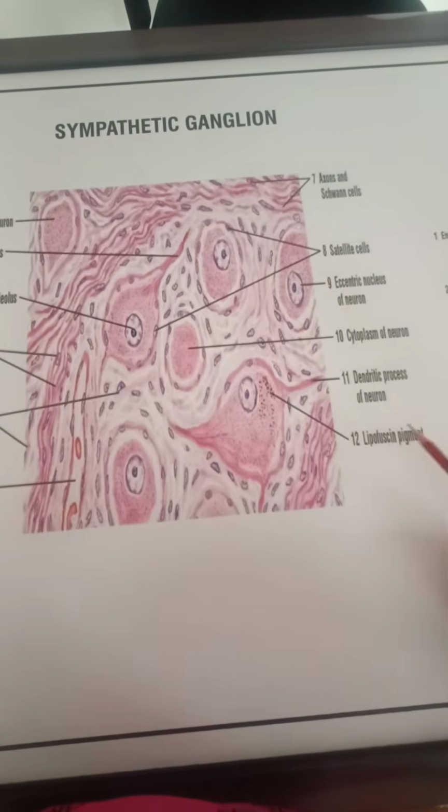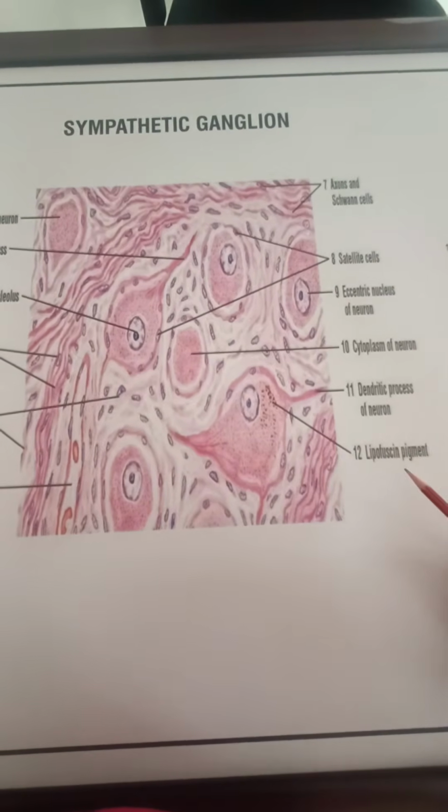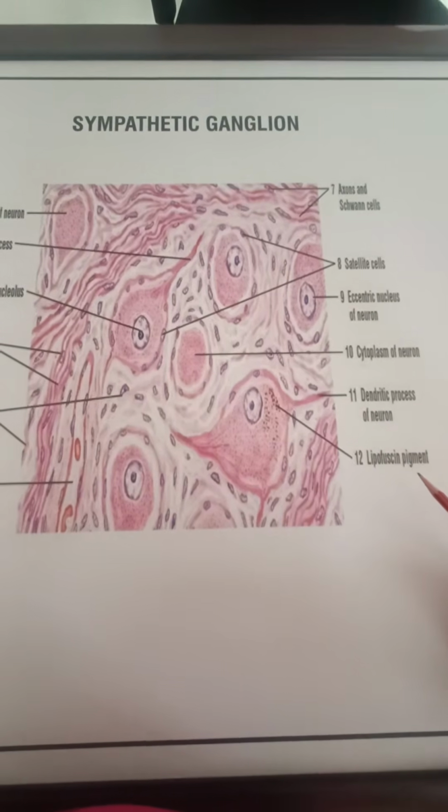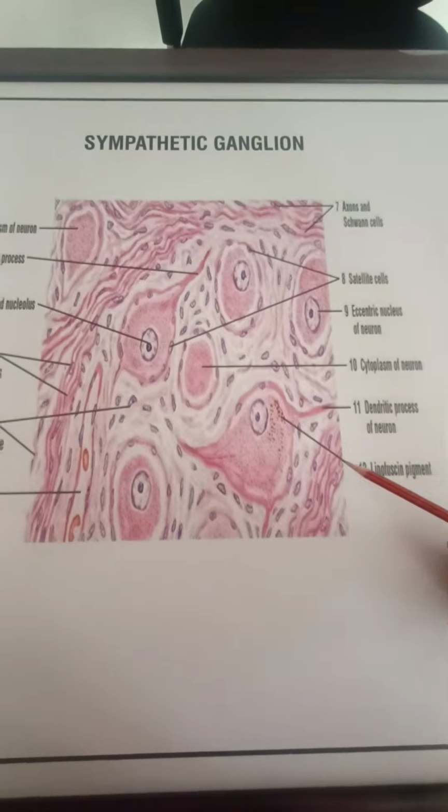H&E staining will leave it completely blank. It will not stain it at all. That is why we use special staining methods. So this is about the sympathetic ganglion.